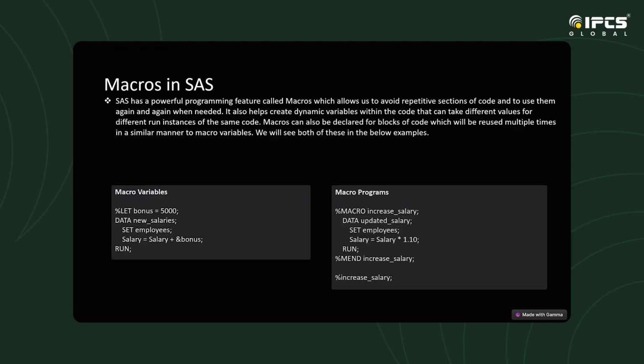In this example, a company with thousands of employee records can use SAS macros to automate annual bonus calculations instead of writing separate code for each department.